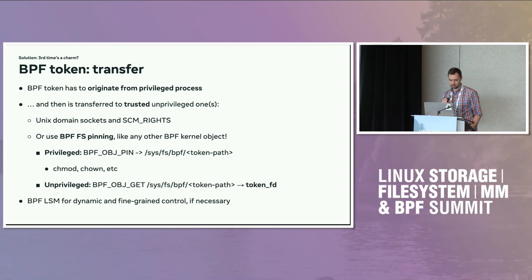So how the flow works is like this: you have some real root process, or at least a process with CAP_BPF and CAP_PERFMON in the init namespace. That thing creates the token, and then it transfers it to an unprivileged process that it verified is trusted, validated, signed, whatever, right?